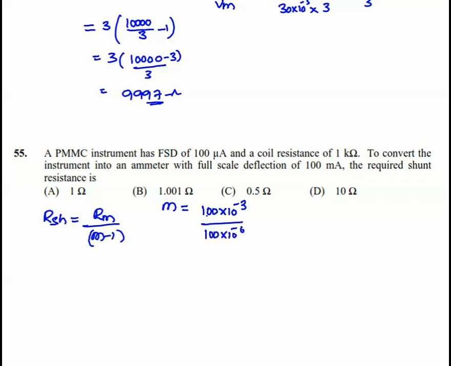So this is because m is nothing but how much value you have to measure: the higher value, 100 milliamperes, divided by 100 microamps. So this is equal to 1000. Now Rm divided by m minus 1. Rm is how much? 1 kilo means 1000, divided by 1000 minus 1, so approximately equal to 1. The option approximately equal to 1 is 1.001 ohms, which is the answer.